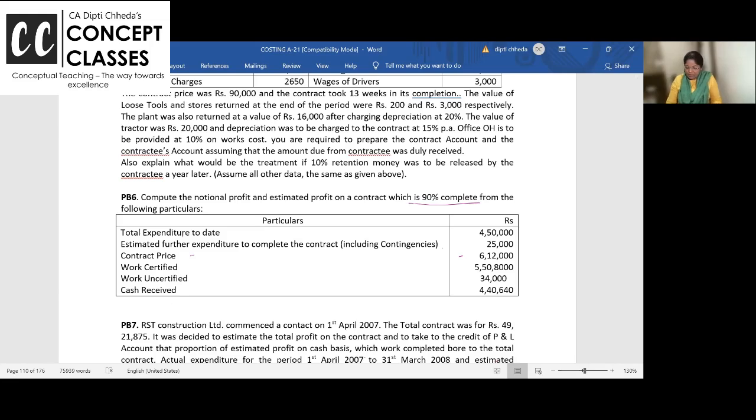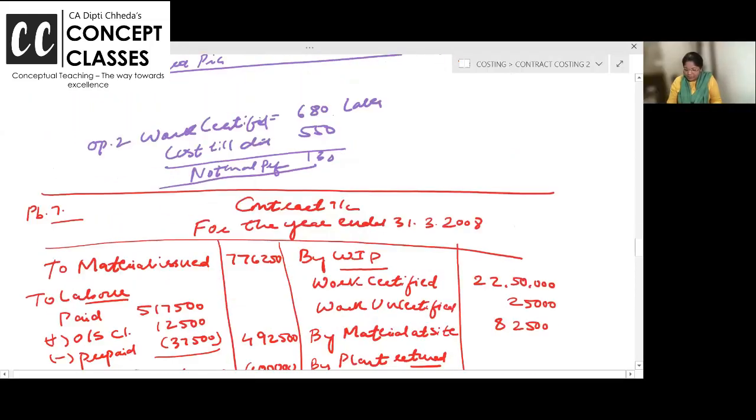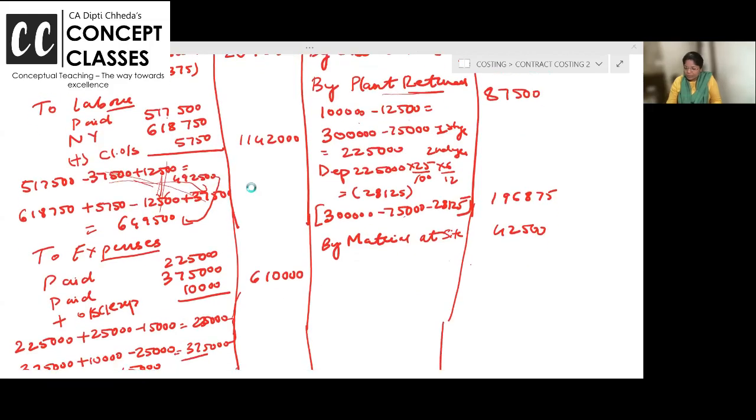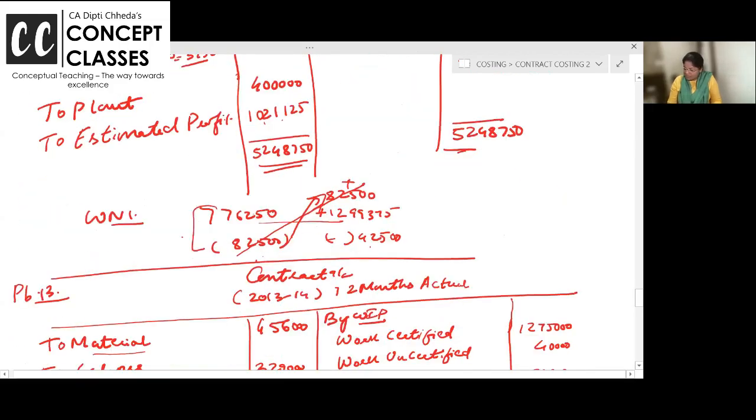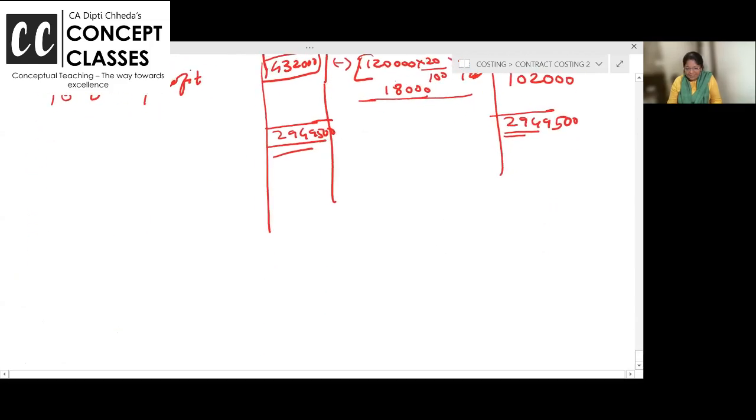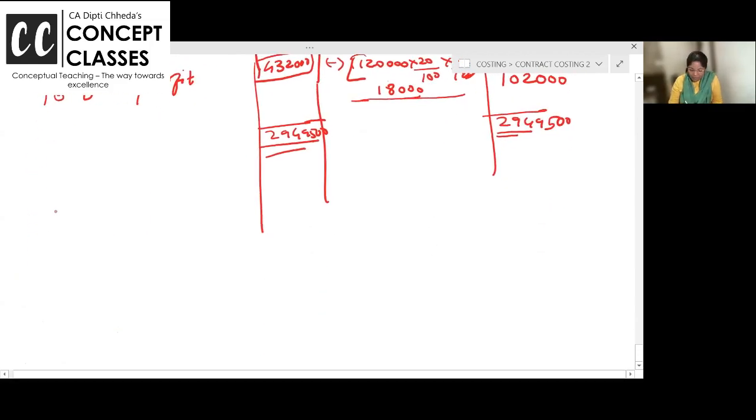Sixth question. I gave you these formulas in the notebook also. Notional estimated profit, total cost plus cost till date plus the future cost will give you total cost minus the contract price. Okay? Sixth one. Till then I have just calculated and kept ready for you something more. Last one in the contract costing. That is problem number 6.